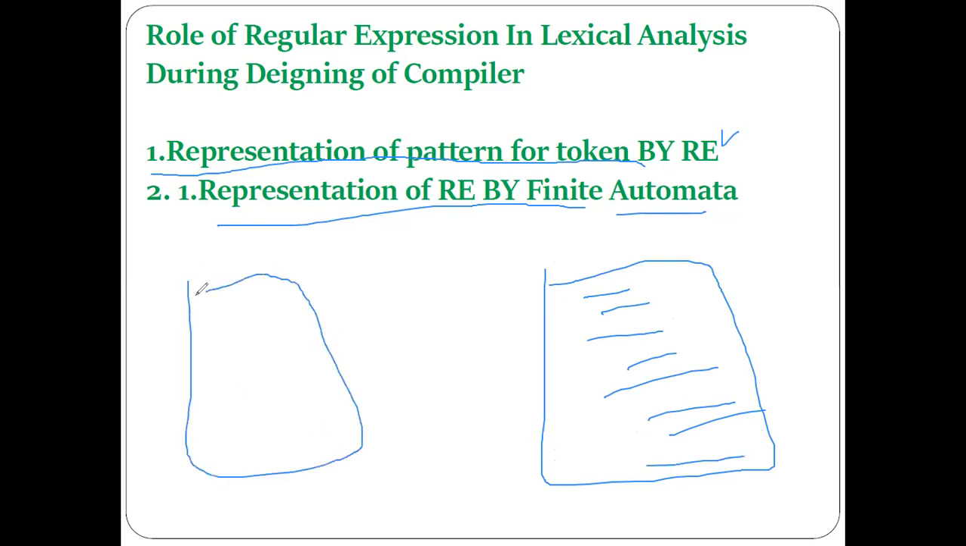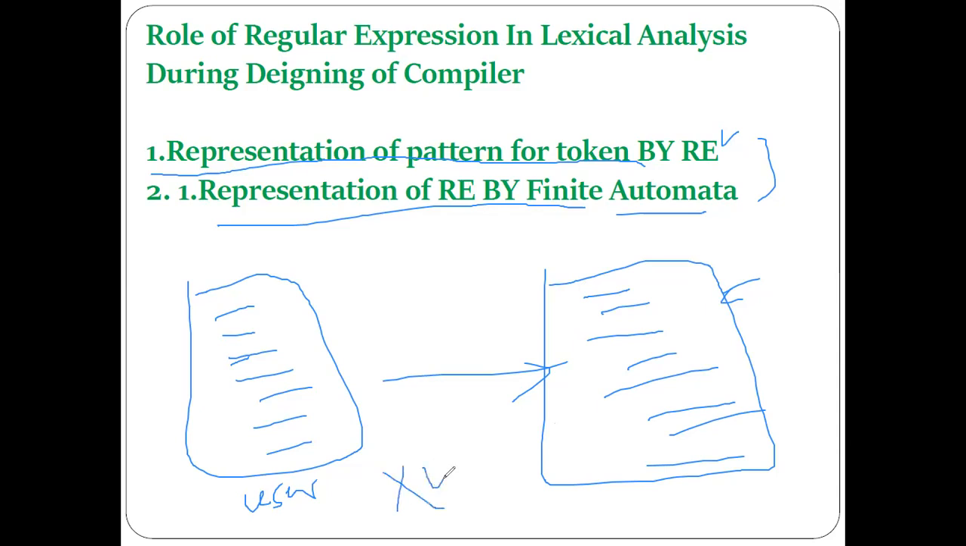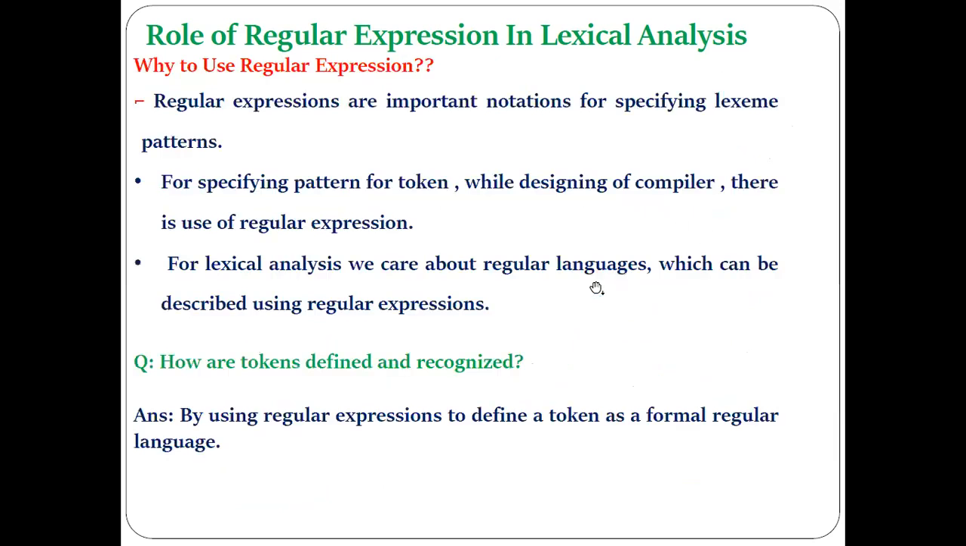So when the compiler is being designed, all these rules are mentioned. For every token, a regular expression is mentioned, and for every regular expression, a finite automata is mentioned. When the user writes and compiles the program, if the program follows the rules mentioned while designing the compiler, then the user will not get any error. But if the user writes the source program not following these rules, then the user definitely gets errors. In this way, you can see the role played by the regular expression and the role played by the finite automata.